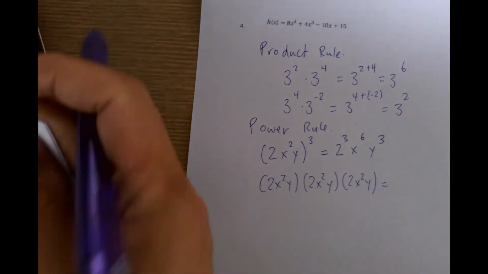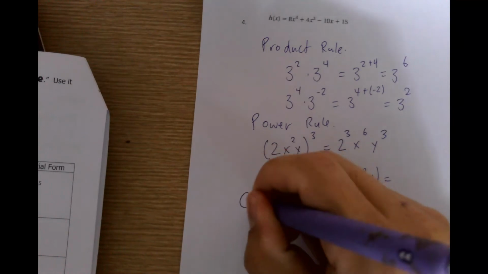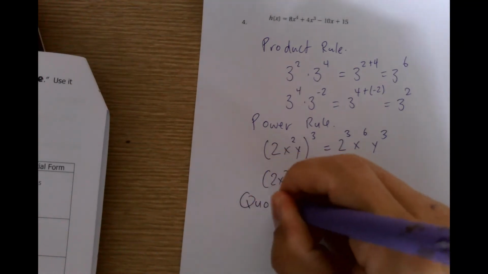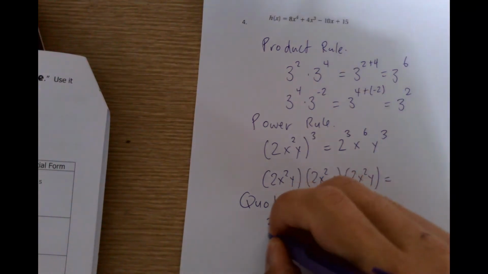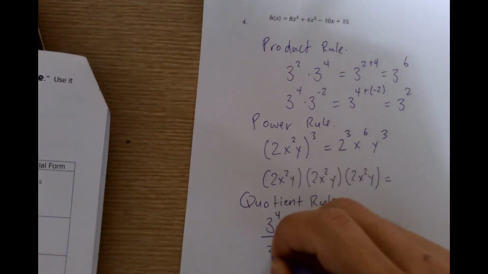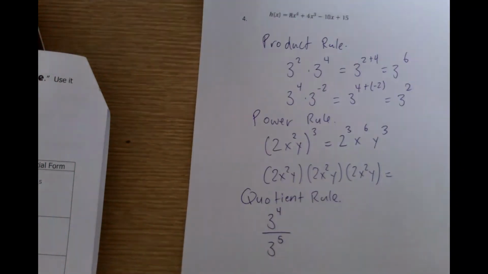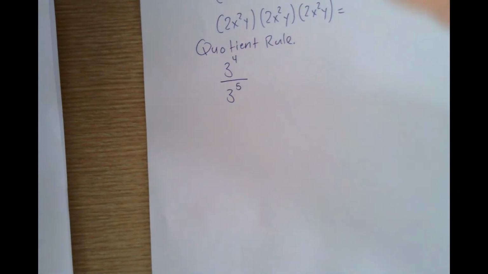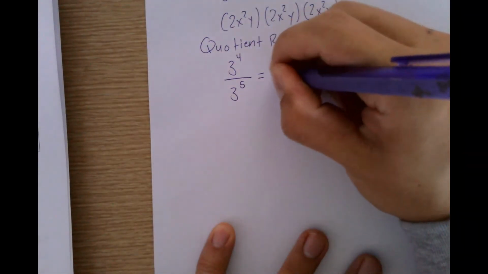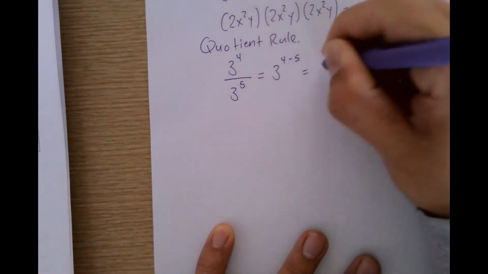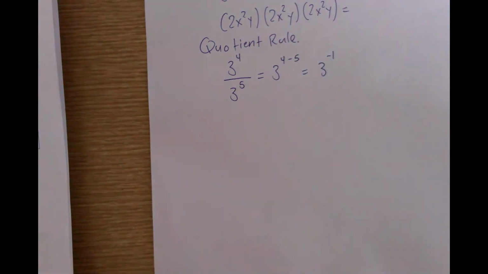The third rule is the quotient rule. Just like the product rule, it is very similar. The only difference is that instead of adding, you're going to subtract. So if you have 3 to the fourth power divided by 3 to the fifth, this is going to equal 3 to the fourth minus 5, and this would equal 3 to the negative 1 power, right? So you're going to subtract whenever you're dividing.